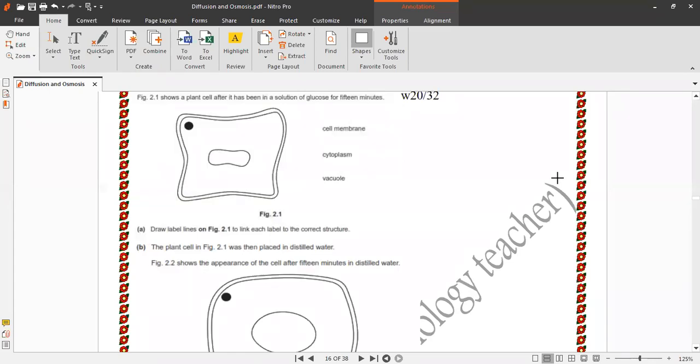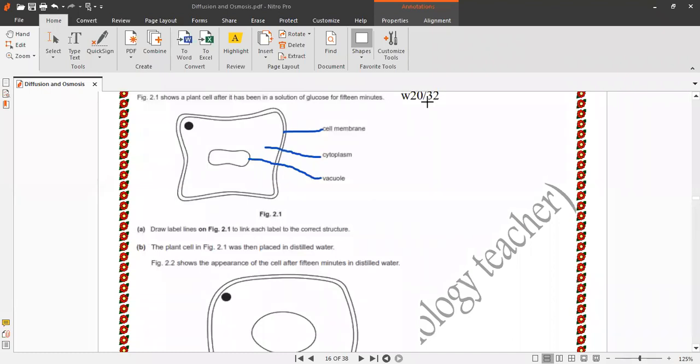Can I annotate to show it? Okay, wait. Yeah, I can. This is the vacuole. This is the cytoplasm and the cell membrane here. Cytoplasm and cell membrane. Okay. Letter B.